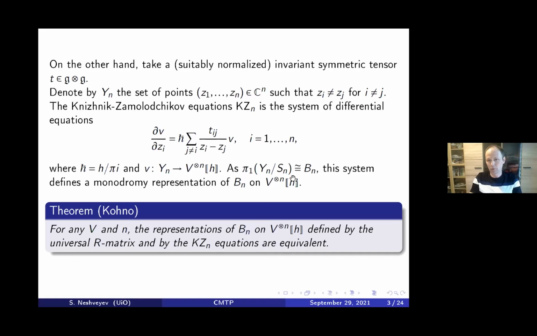So for every g-module V, we have two representations, one coming from the universal R-matrices, the other coming from monodromy of the Knizhnik-Zamolodchikov equation. And the theorem of Kohno from the 1980s says that for any V and n, these two representations are equivalent. So soon after Kohno proved it, Drinfeld found a deeper explanation of why it is true. The proof of Kohno was based just on analysis of R-matrices and KZ equations. But Drinfeld showed that there is a deeper common structure behind these two representations.